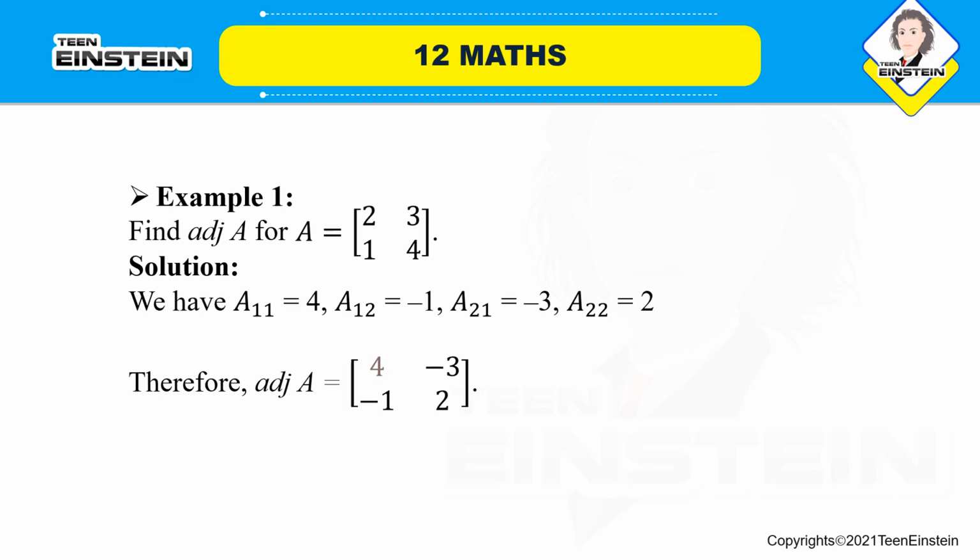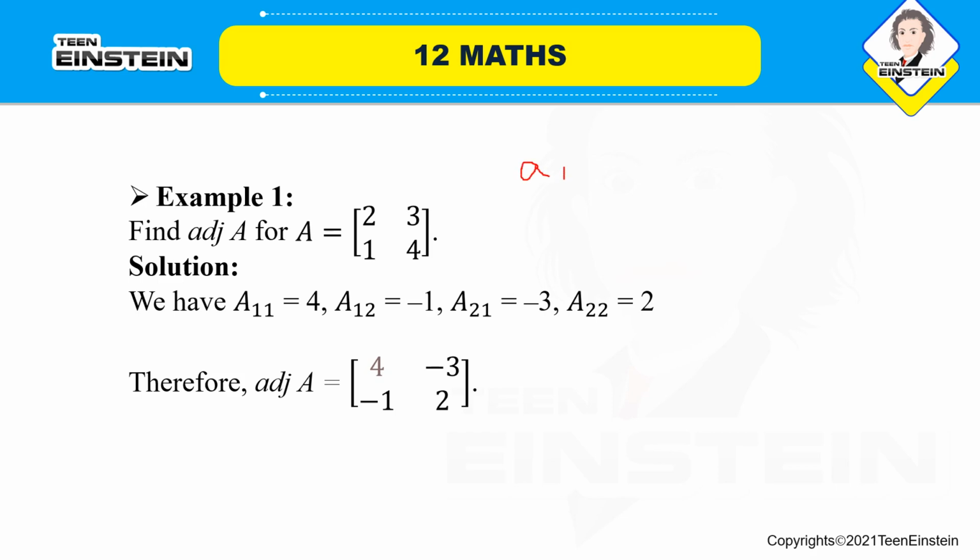See the solution. What is the definition of adjoint A? Adjoint A is the transpose of the cofactor matrix. So we have to find the cofactors of A11, A12, A21, A22. In position 1,1 we have the element 2, so first we find the cofactor of 2, the cofactor of small a11. It is capital A11.